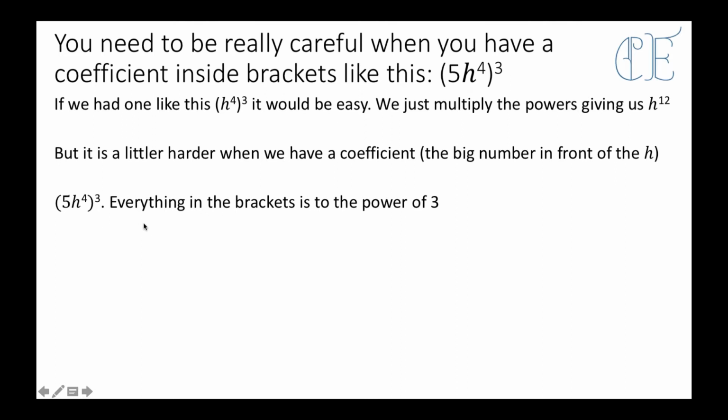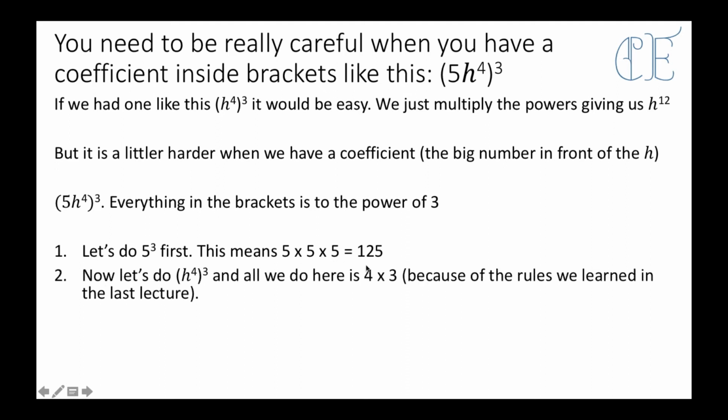So everything in the bracket is to the power of 3. Everything in the bracket. But obviously we don't have to worry too much, we can just do it in steps. So first of all, we would do 5 to the power of 3. So that means 5 times 5 times 5, and that's 125.